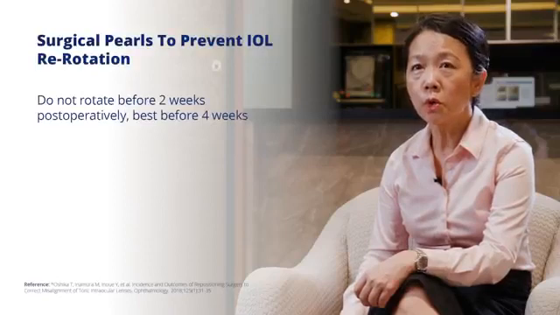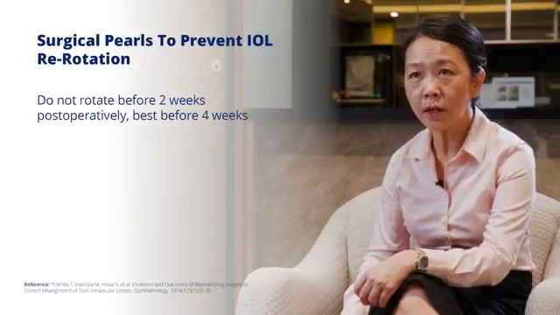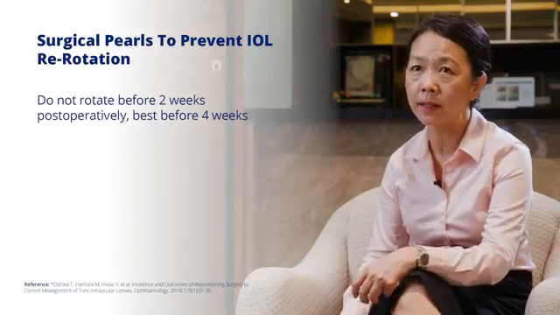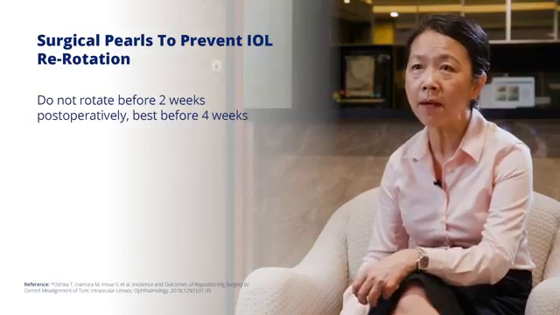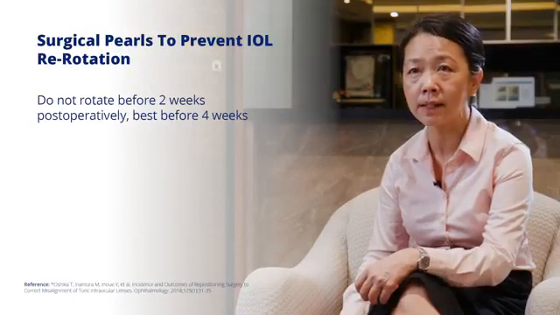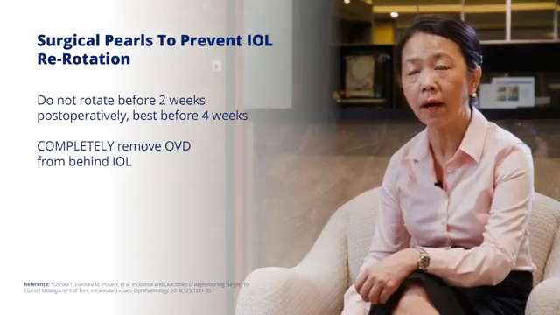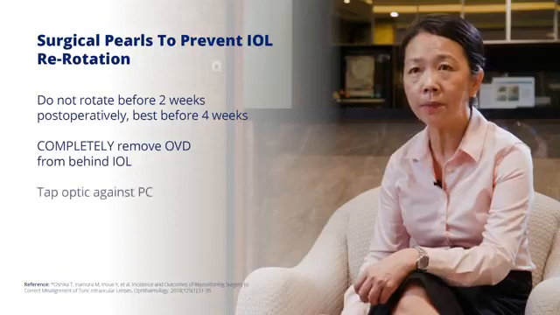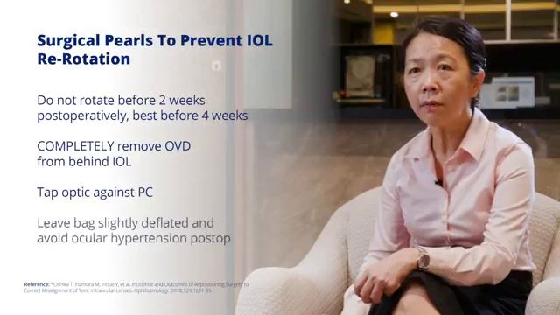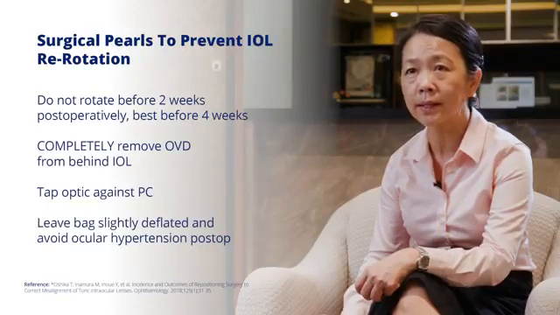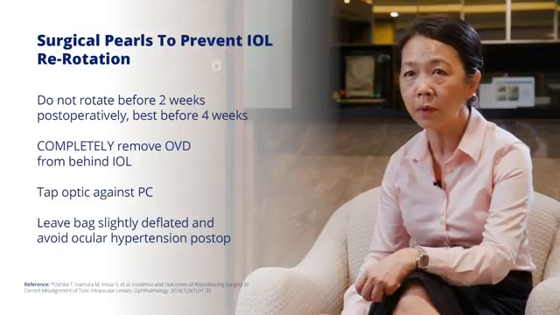So also, you generally do not rotate before 2 weeks post-operatively, and it's usually best before 4 weeks because fibrosis may set in. If you rotate too early, it may re-rotate because the capsular bag is still distended. Remember to always completely remove viscoelastic from behind the intraocular lens after the repositioning. You want to tap the optic against the posterior capsule to hope that it would adhere, and then leave the bag slightly deflated and avoid ocular hypertension post-operatively, otherwise the lens may rotate even after repositioning.